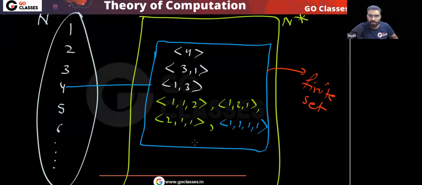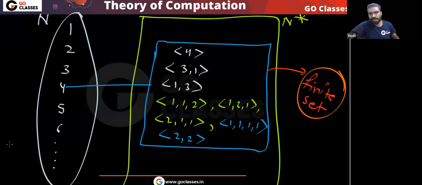So can you check? Is there any other element which I can assign? Yes, 2, 2 I can assign. Very good. So the point is simple, that a finite set we are assigning. Is this clear? Please tell me.